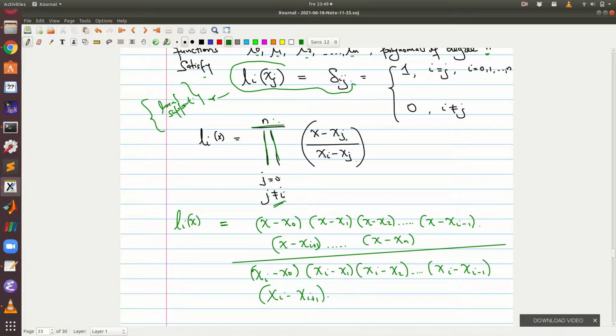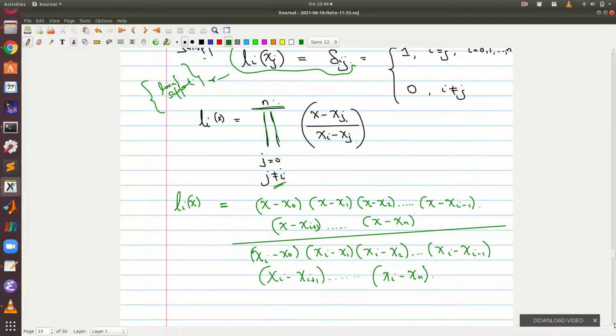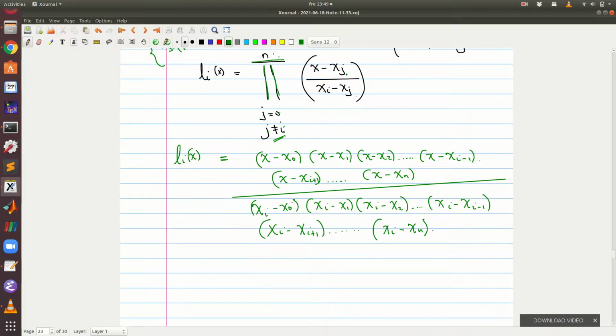So we take this product until the very last one. This is xi minus xj when j equals n. That is the very last value. So this is our product for Li of x.